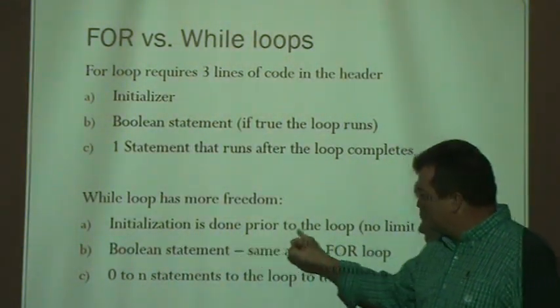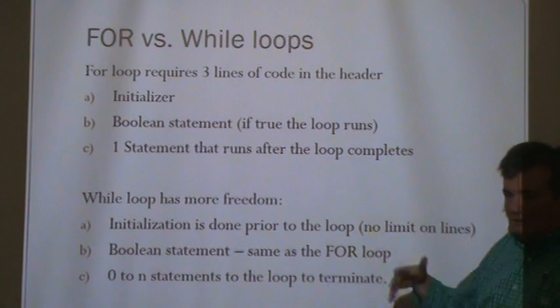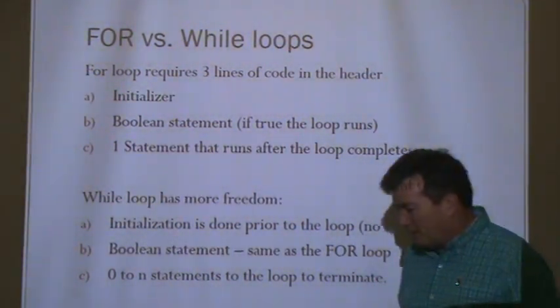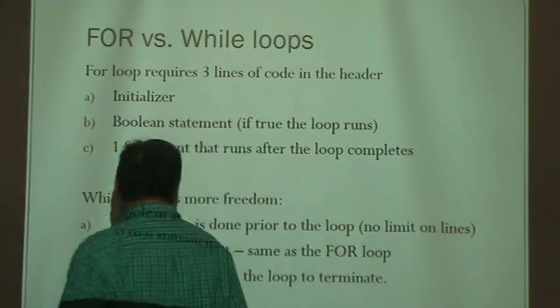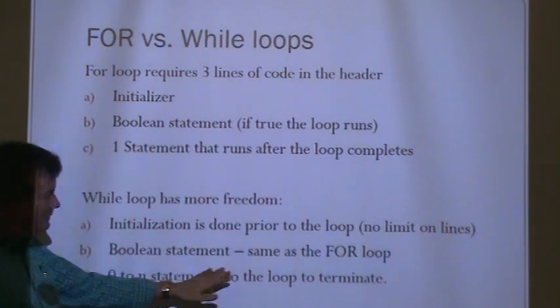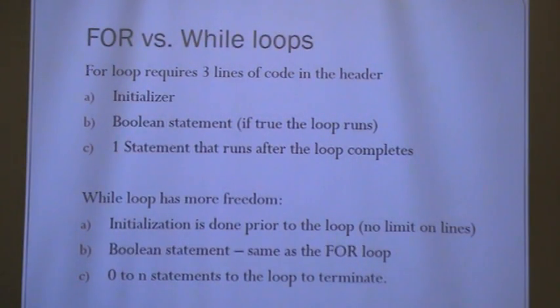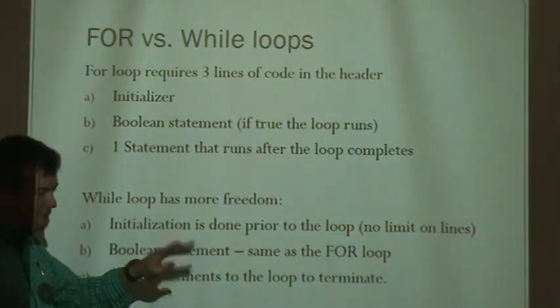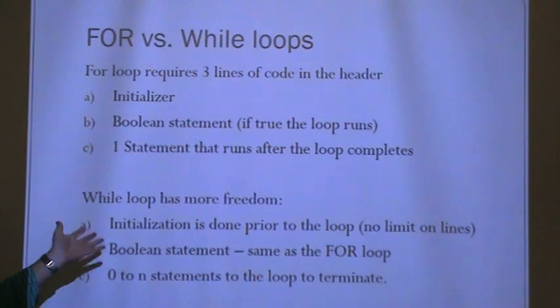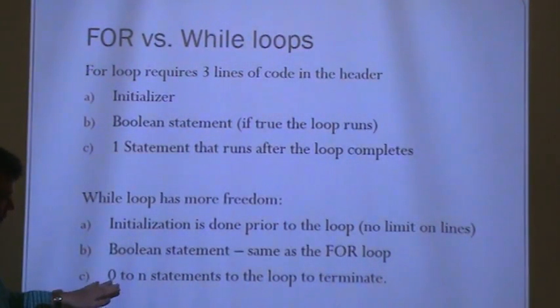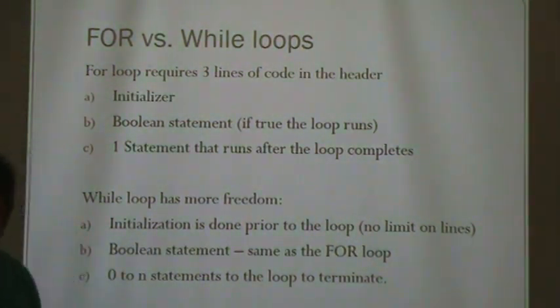The initialization is done prior to the loop, and there's no limit on how many lines of code I can use to initialize the loop. The Boolean statement is exactly the same as in the for loop. So it's something that's either true or false. If it's true, the loop runs. If it's false, the loop does not run. And then in that loop, I can have 0 to n, as many statements as I want that will help terminate the loop.